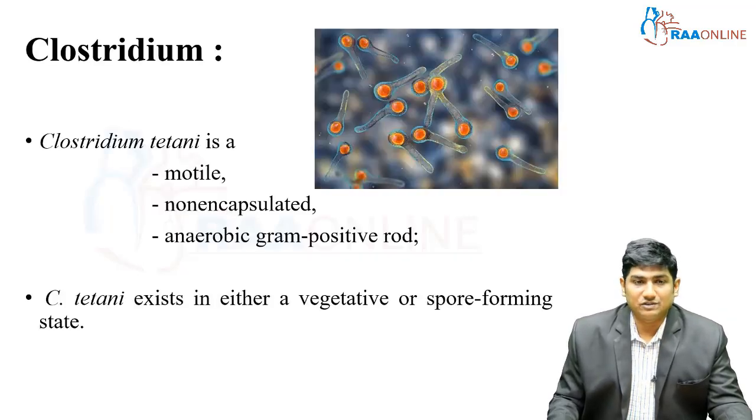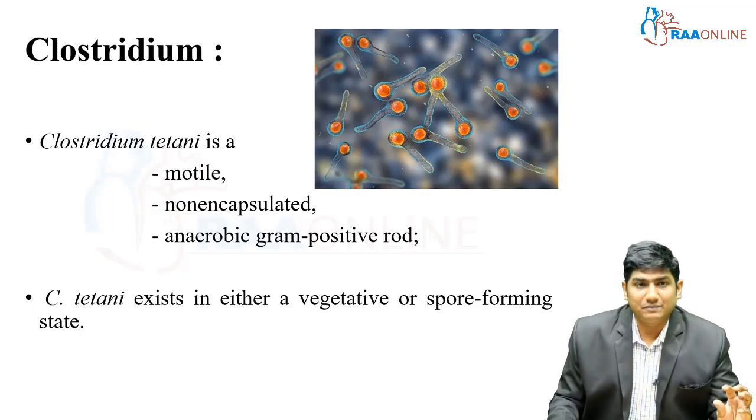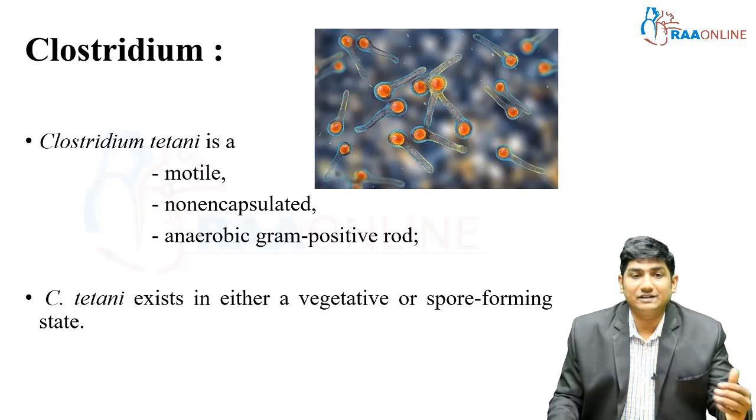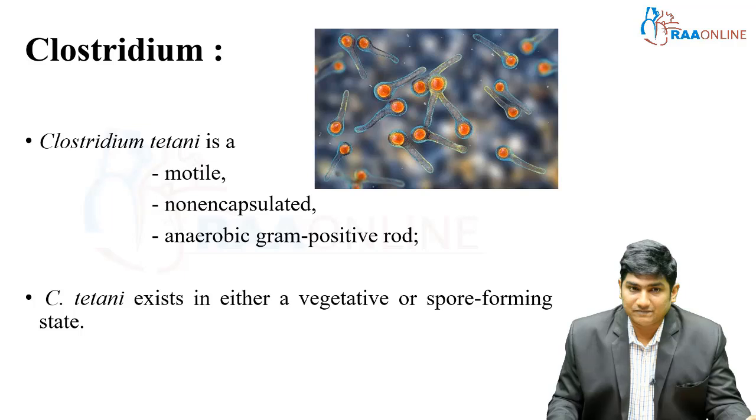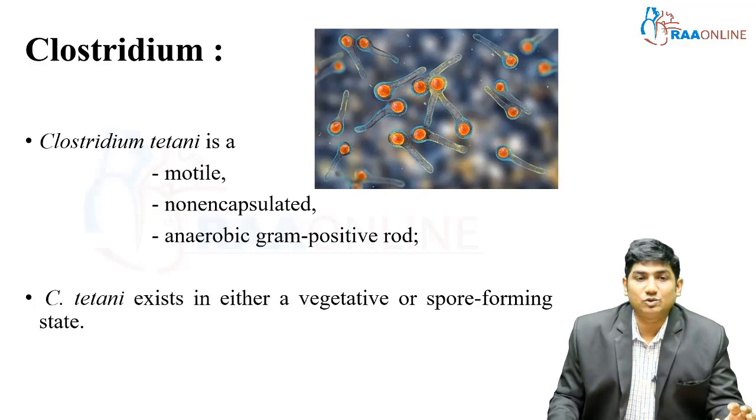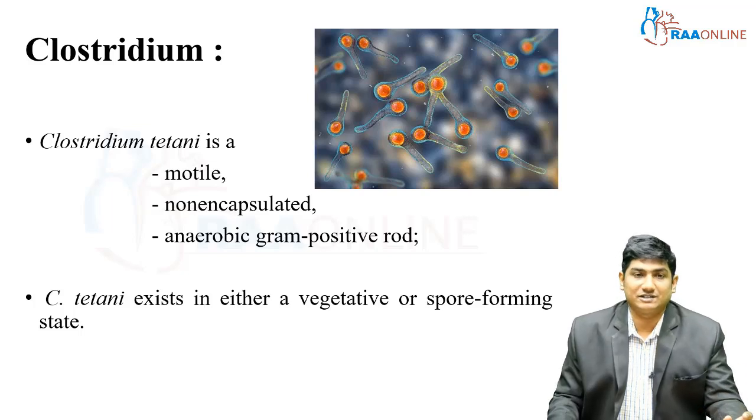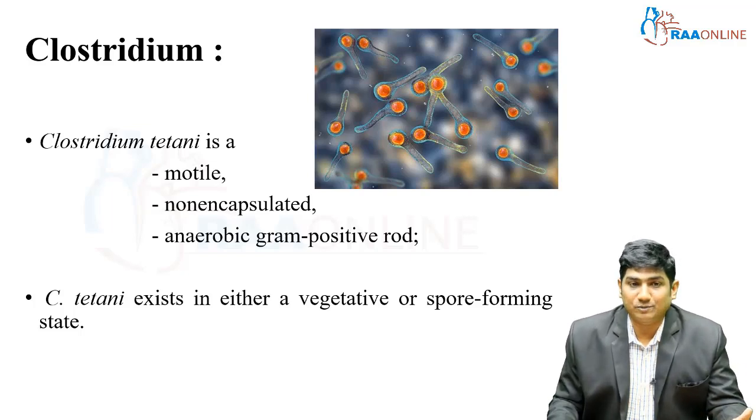Now coming to the pathophysiology. Understand Clostridium tetani is a motile, non-encapsulated, anaerobic gram-positive rod. Anaerobic means there is no oxygen. Okay, so how come bacteria with anaerobic tendency live inside a human being who is almost dependent on oxygen? So this indirectly tells you that those tissues which are almost dead or dying are the hub of Clostridium tetani. Okay, so it's an anaerobic gram-positive rod.